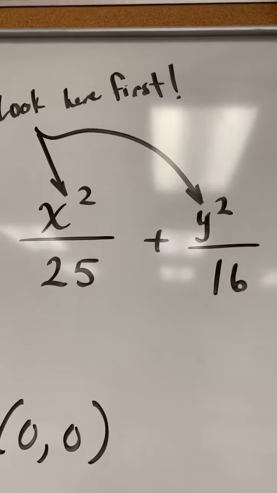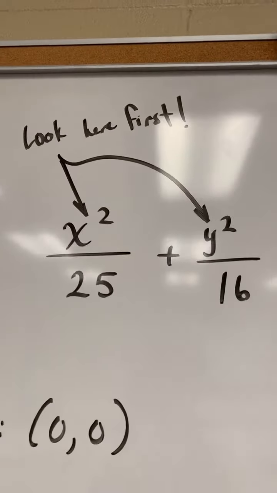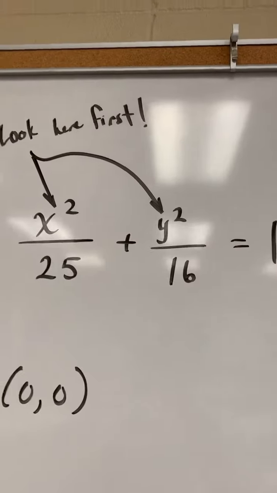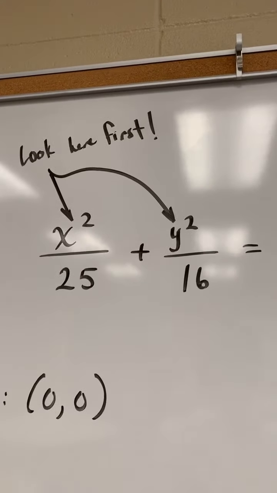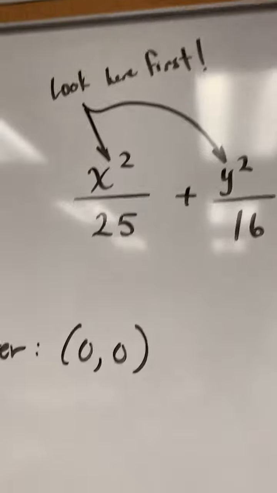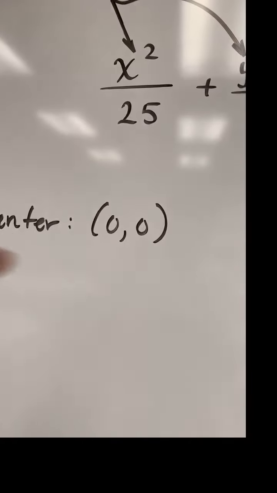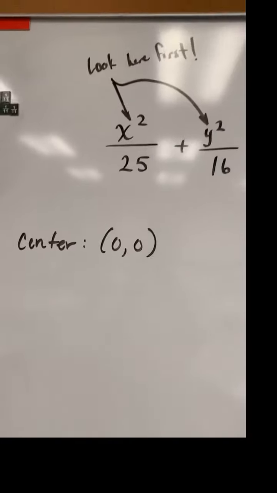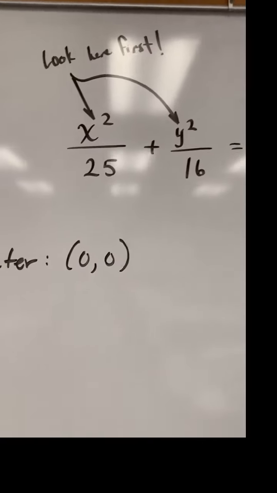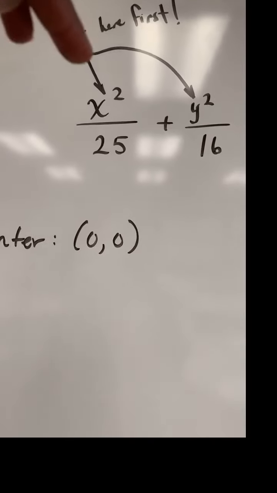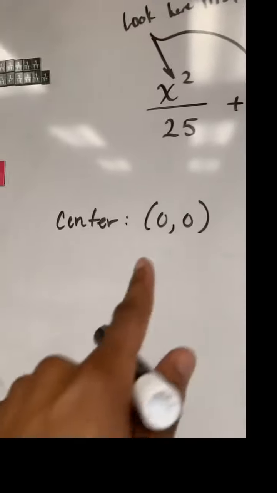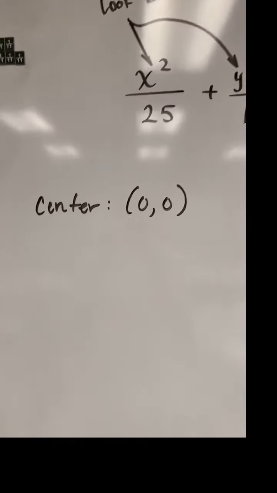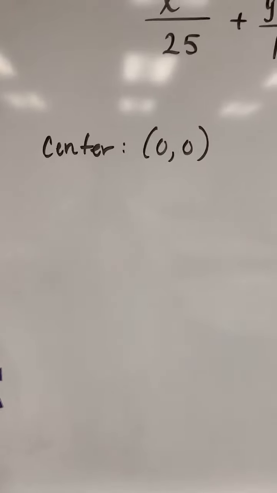Now, if it had parentheses around that x and it said like x minus 2, or if it had parentheses where that y is and it was like y minus 5, if you had those extra numbers, then you know that your center is no longer at 0, 0. You get what I'm saying? So just based on that alone, there's no extra numbers being adjusted up there where my variables are. I know that I'm centered at the origin. So that's the first thing you can write down, is your center. All right, so the center is 0, 0.